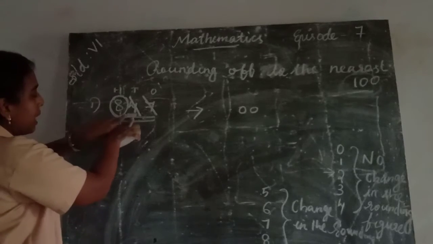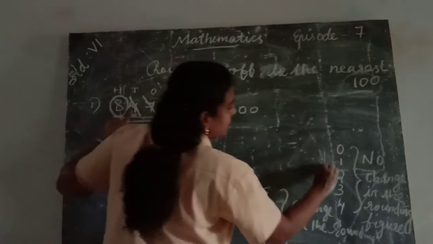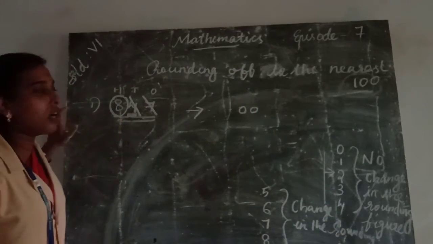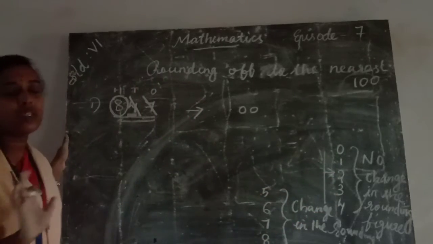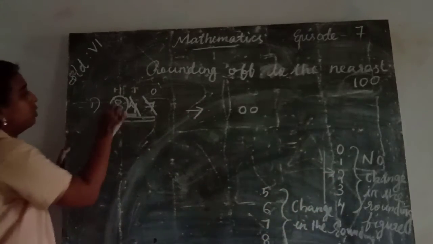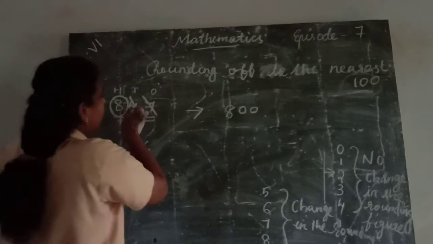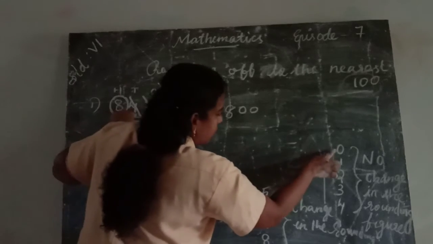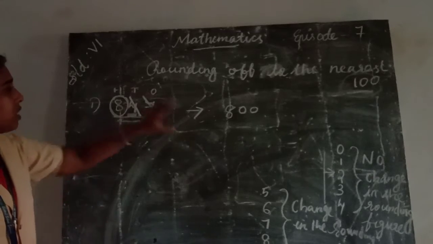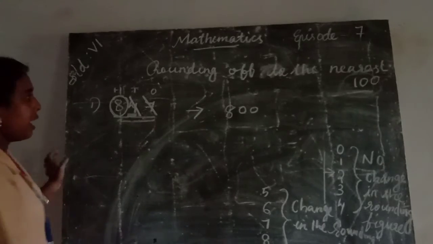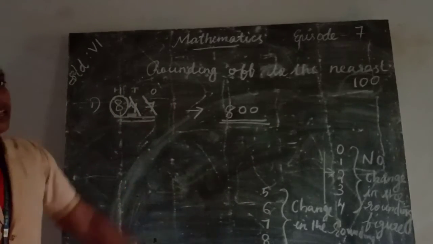The number just before the rounded digit is 4, so there is no change in the rounded number. If the number is 0, 1, 2, 3, 4, there is no change in the rounded number. So we write 8 here because here is 4. And the number nearest to the nearest 100 is 800.